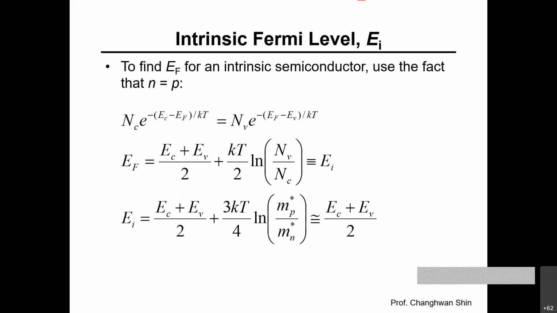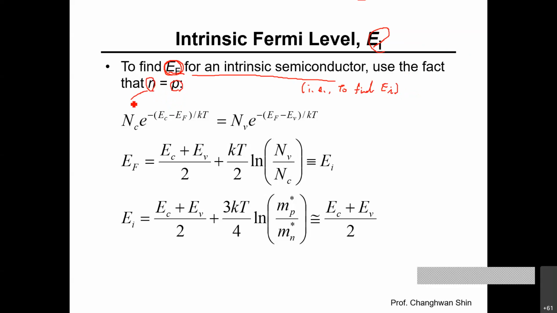So let's understand the intrinsic Fermi energy level, E sub I. E sub I indicates the Fermi energy level in an intrinsic semiconductor. In other words, to find E sub I, we can use the fact that the electron concentration is always identical to the hole concentration in an intrinsic semiconductor material.